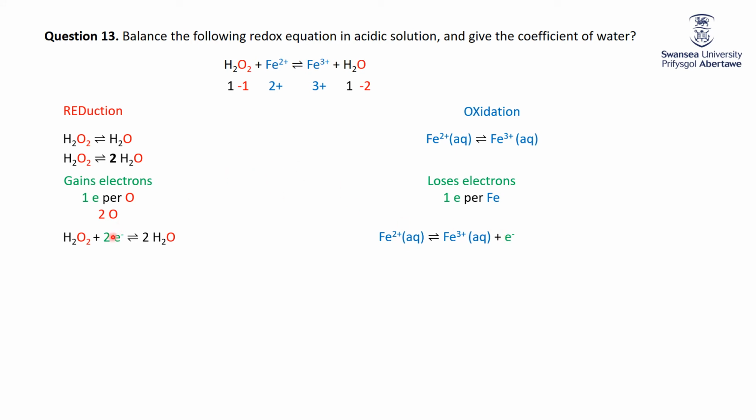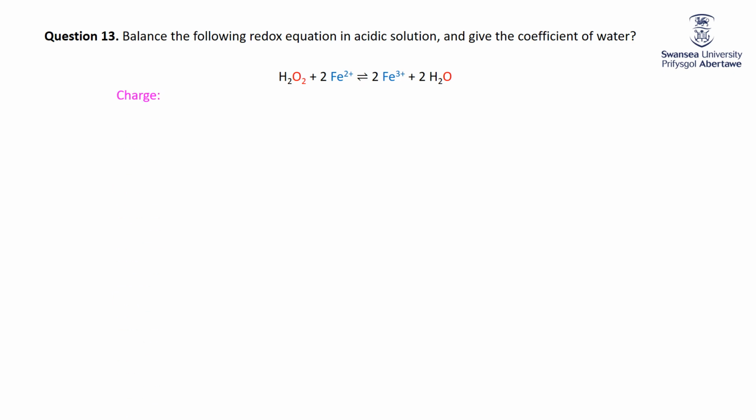Bringing them together, we've got a 2 there, 1 there, so we'll just multiply this by 1, this by 2. And that is our pretty little equation in which the important atoms have been balanced and the electrons have been balanced. Let's do charge. 4 plus on the left, 6 plus on the right. So a difference of 2, we need 2 H pluses, going to go on the left-hand side.